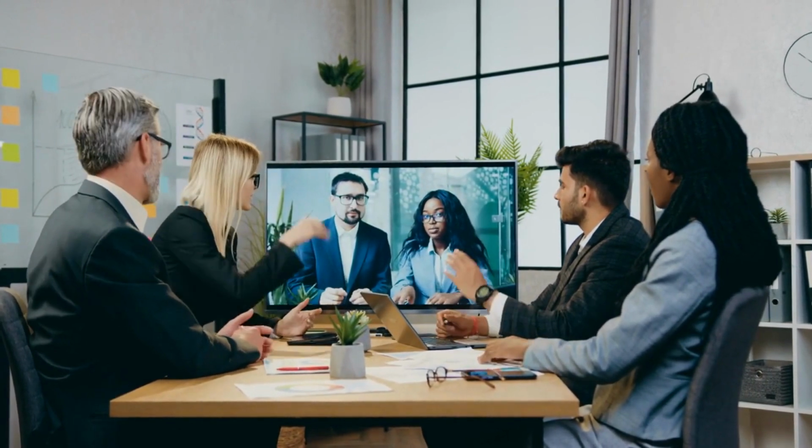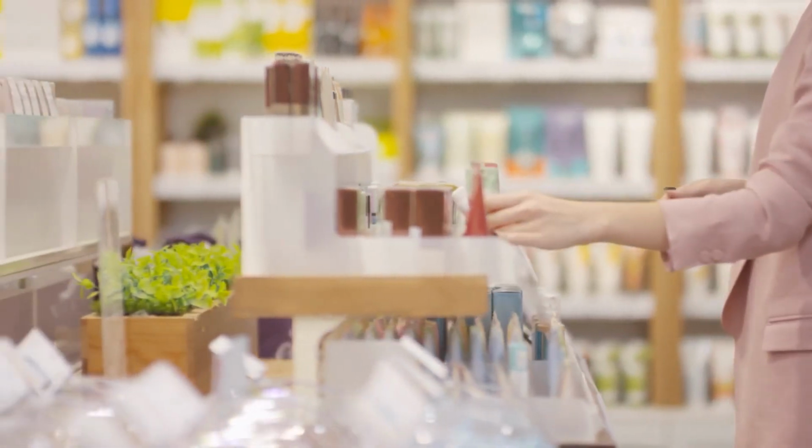Enhance your value proposition. Clearly communicate the unique value and benefits your product or service offers compared to competitors. Highlight what sets you apart and why customers should choose you.